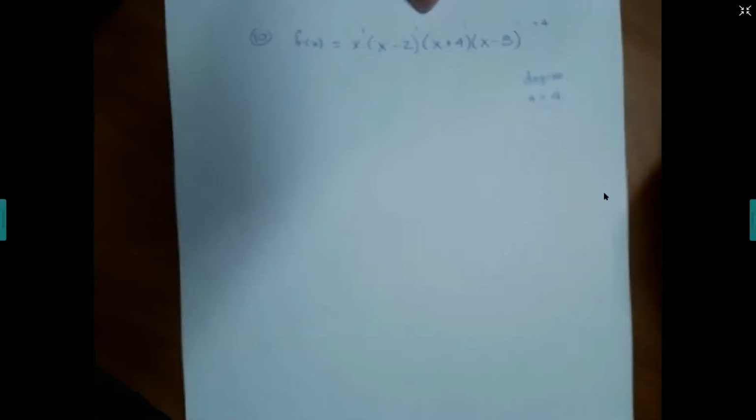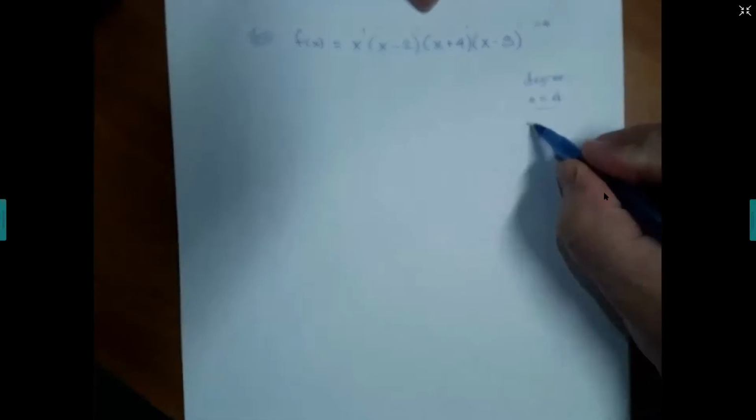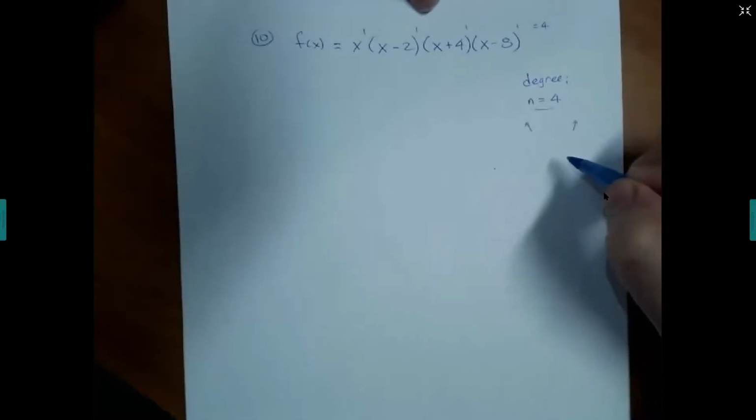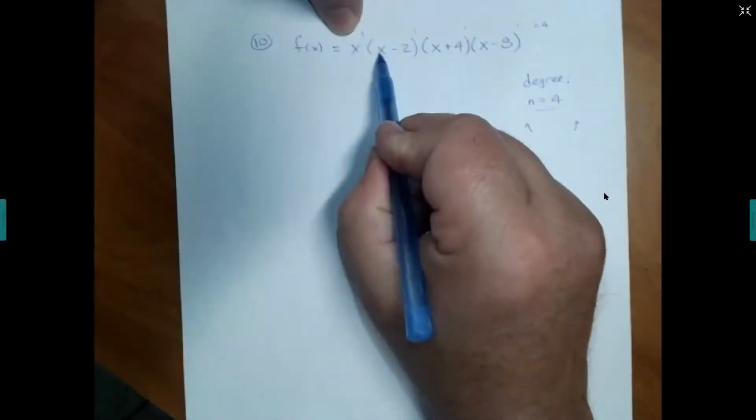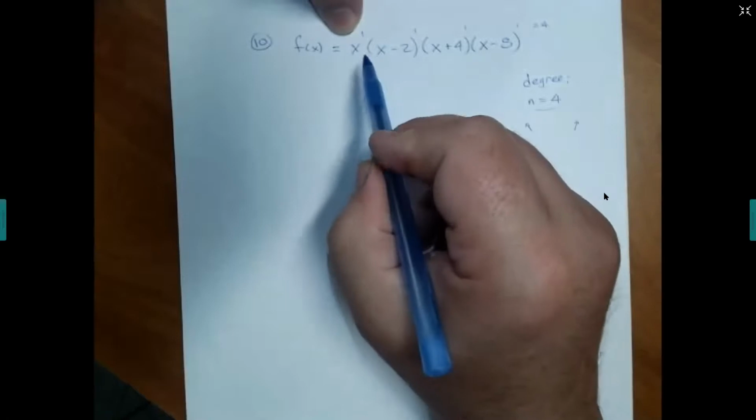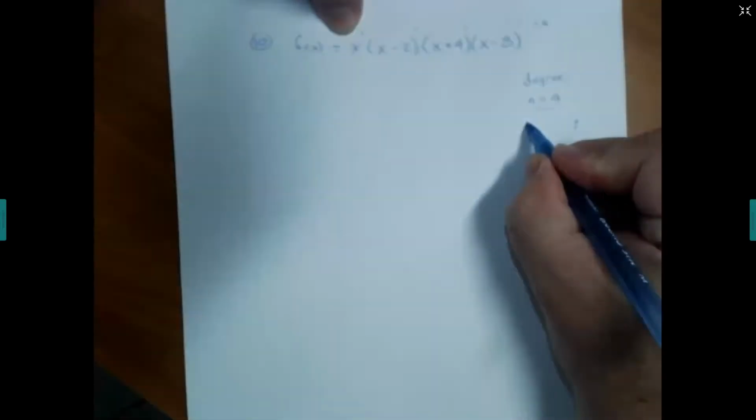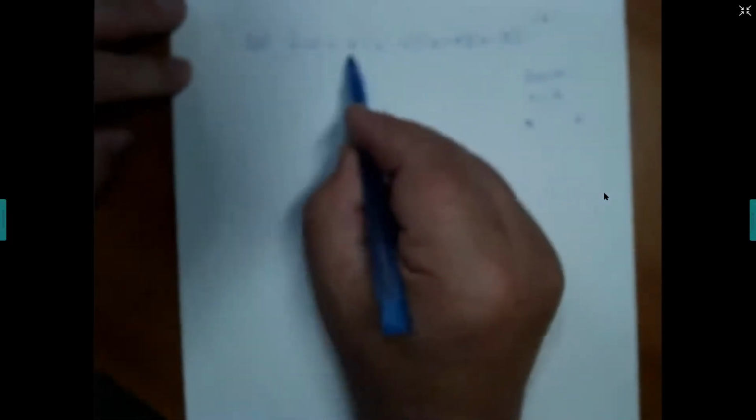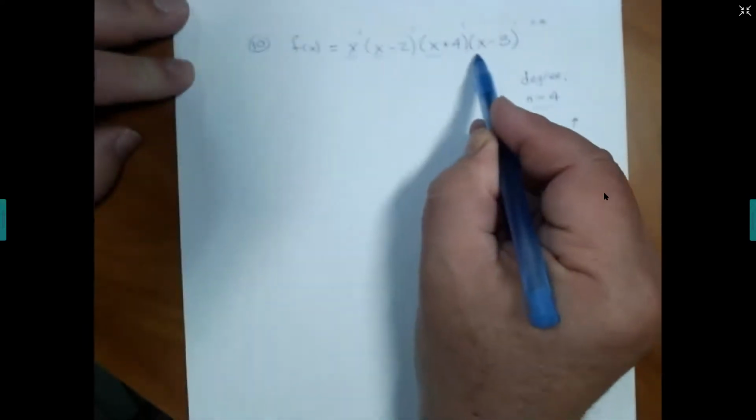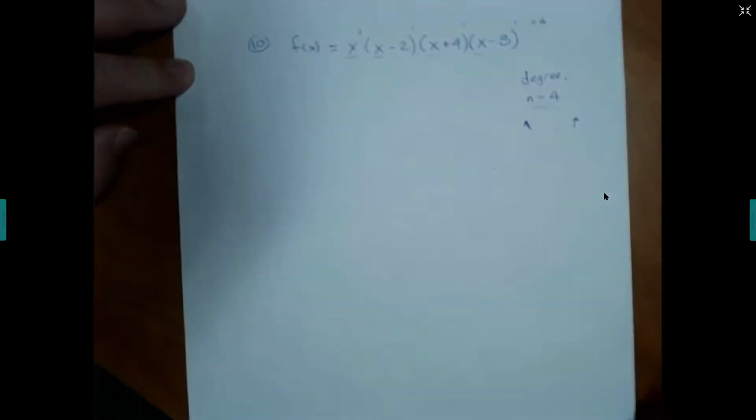Since n is 4, we know that the end behavior has to be what? They both either point up or down. If we look at the leading terms, x, x, x, x, and multiply those together, that's going to be a positive, so we know it points up. If one of those x's were negative, then we know it'd point down. So just look at the leading terms. Since they're all positive, the answer is positive. So it means it points up.